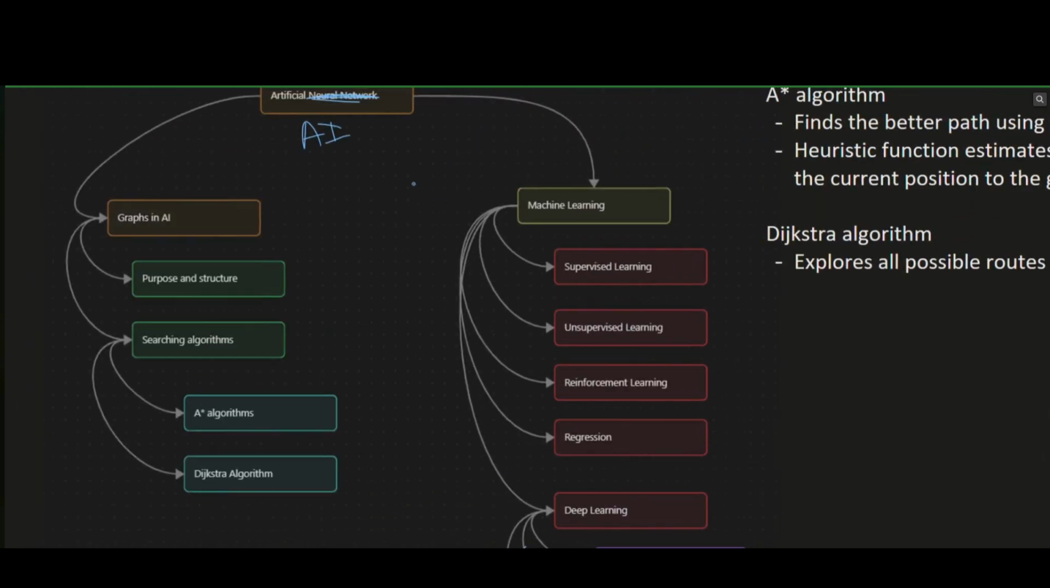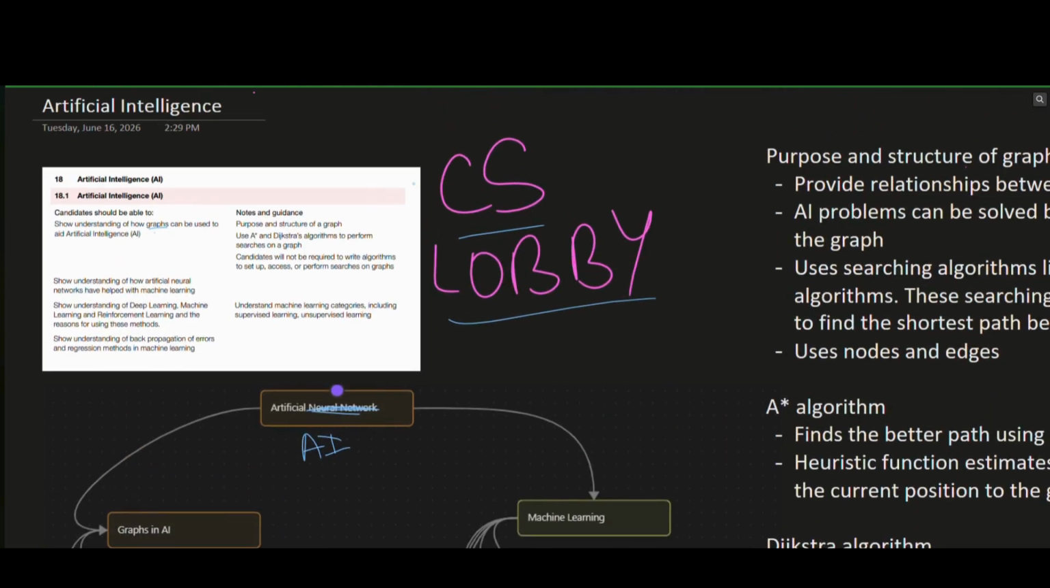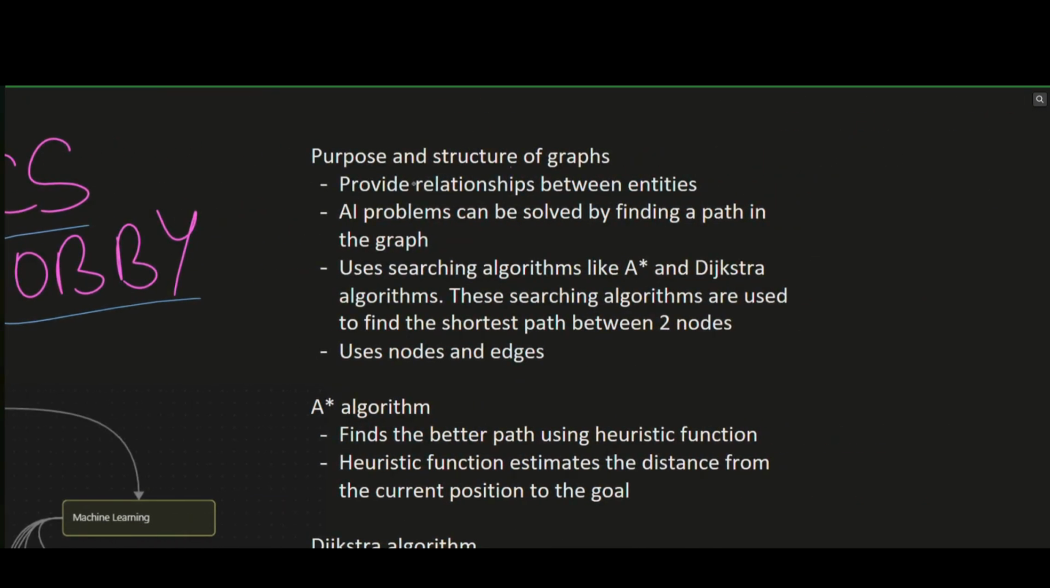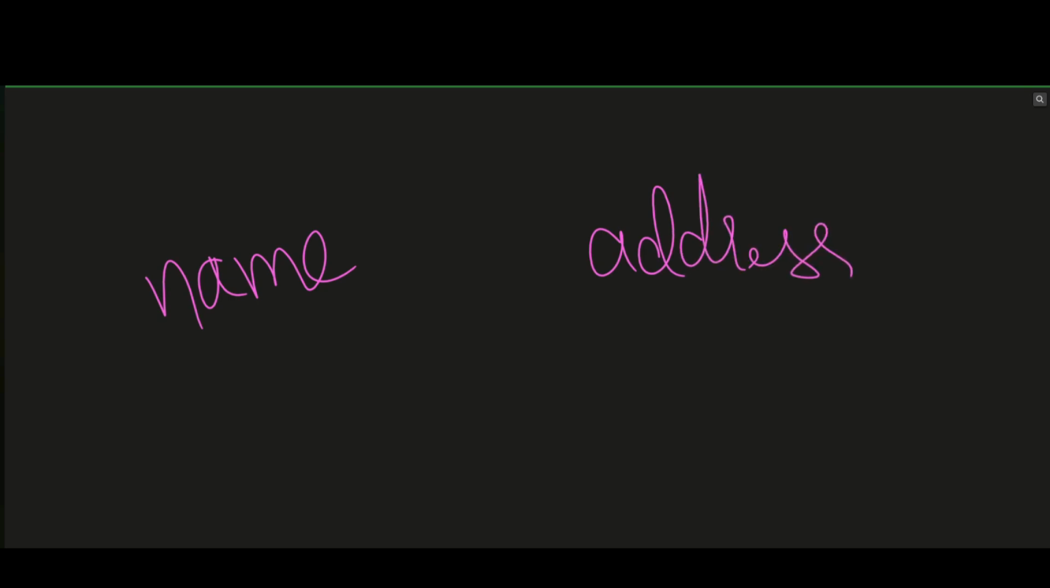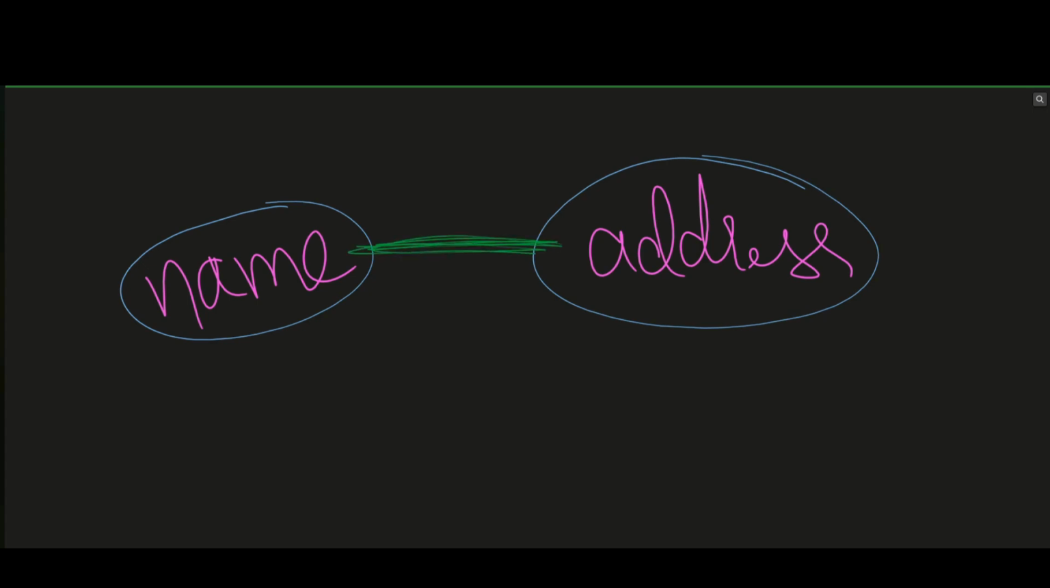Today we're only going to be focusing on graphs. So let's get started. The purpose of graphs, basically, let's suppose that I have name, and I have address. Now these are two entities, but there is a relationship, right? The relationship is this.